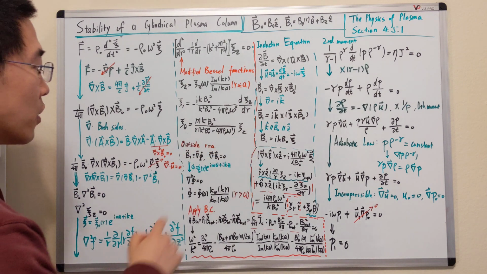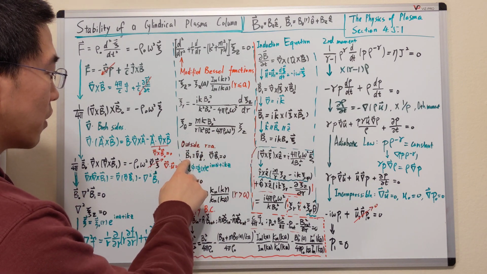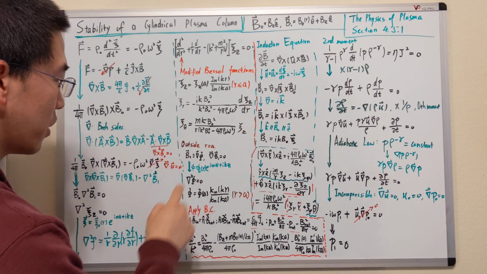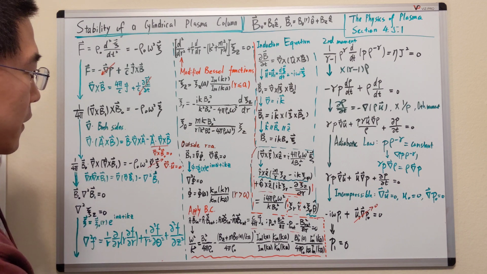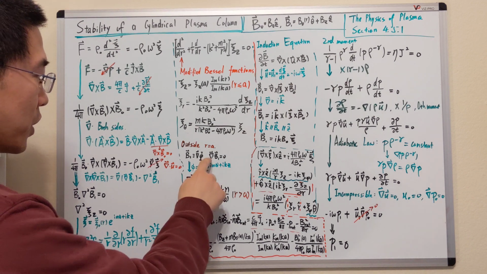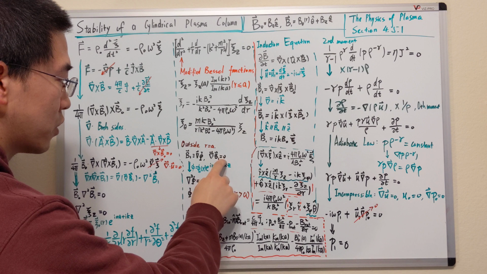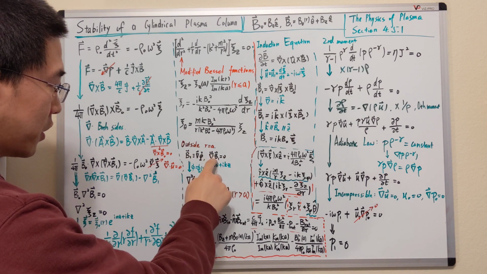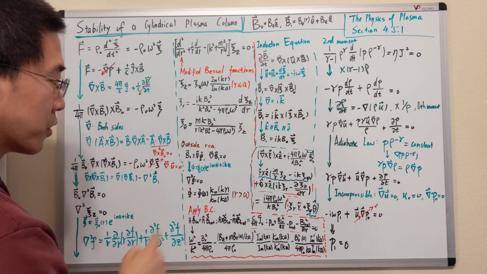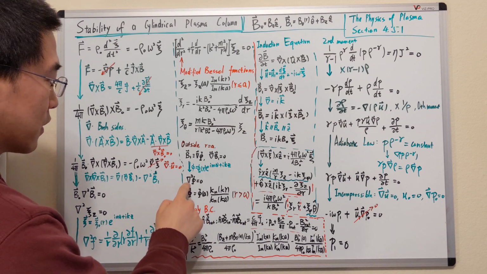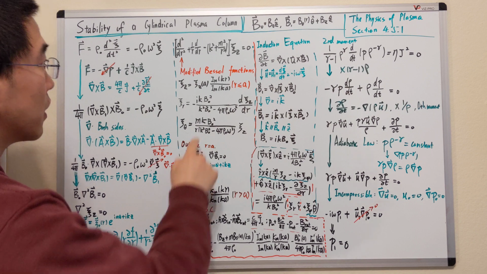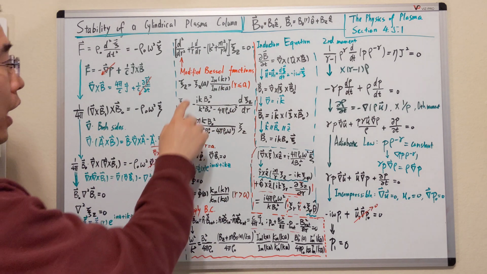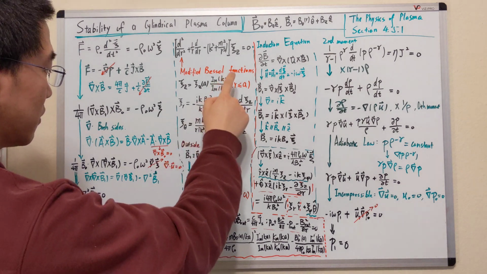So let's consider outside of the cylinder. We can write B1, the perturbed magnetic field, in this way. We know from Maxwell's equations this is true. So plug this into here, then we have the Laplacian of phi equal to 0, and this has the same structure as this expression. So we will have the same answer, which is the modified Bessel function.